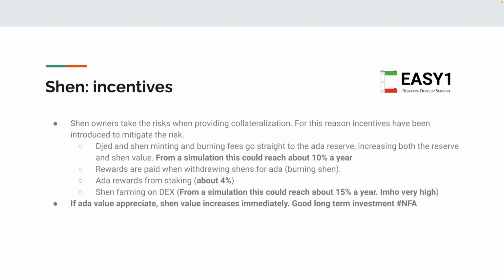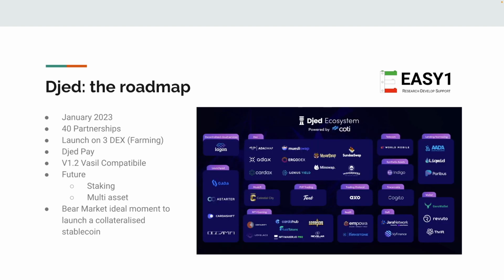Another thing to bear in mind is that if you are investing in Shen for the long term, considering that we are in a bear market and that ADA value in theory for the next weeks or months should slowly go back up, this could actually be a really good investment, and again, non-financial advice, because your Shen token will appreciate while also enjoying fees and rewards from participating in the Djed and Shen ecosystem.